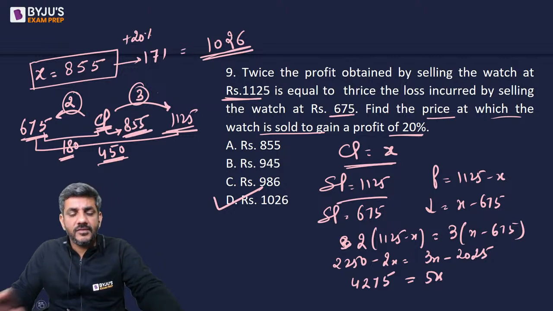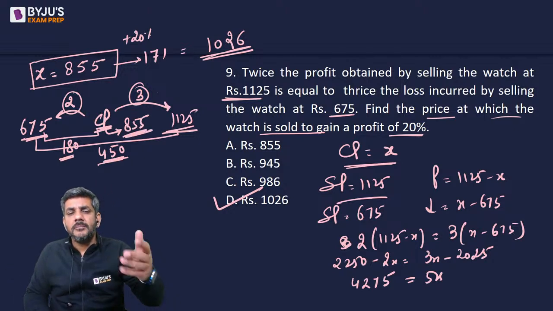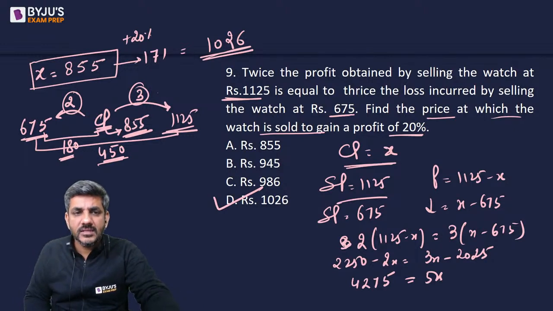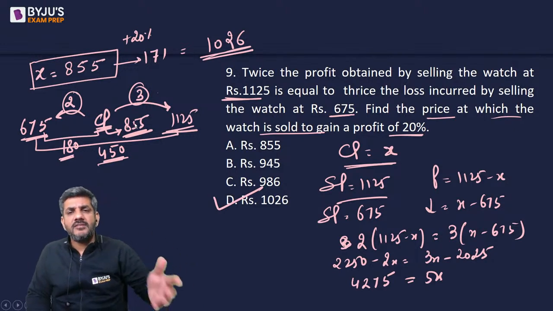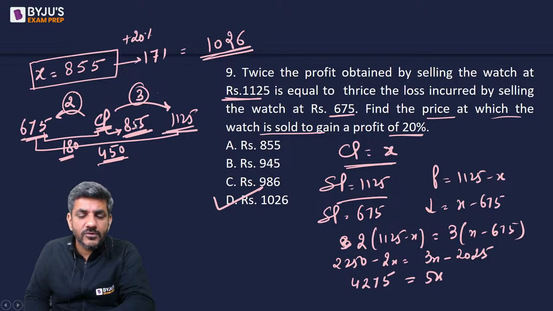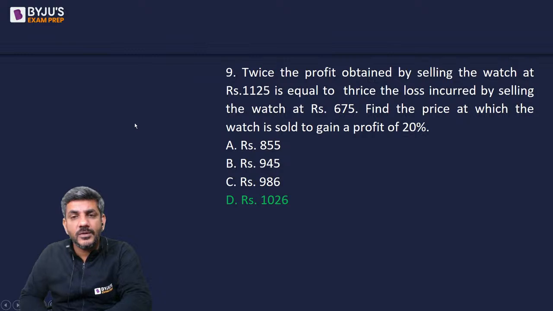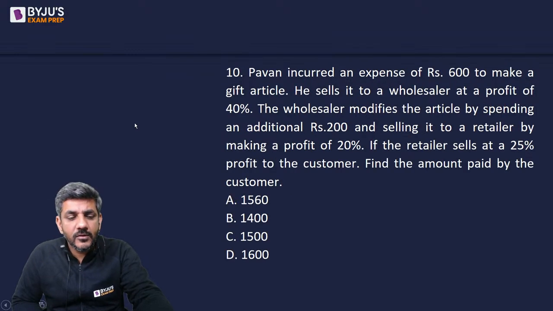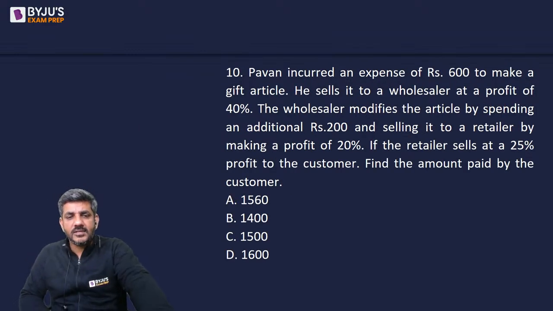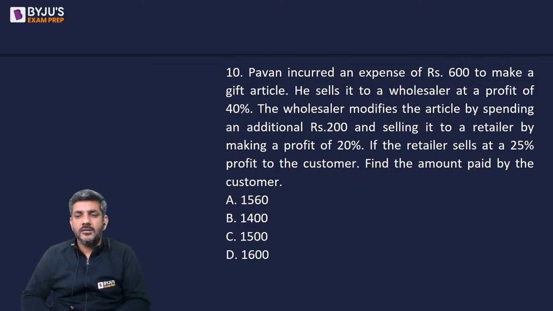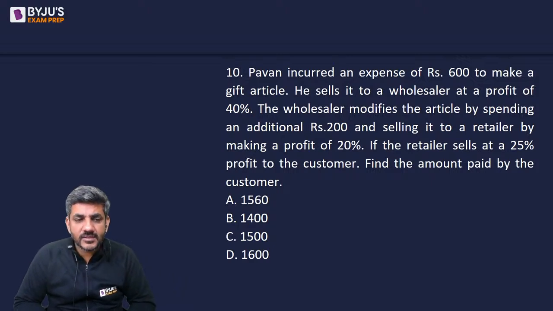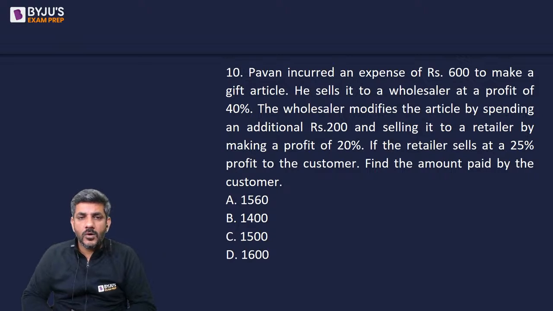So without equations also, with a little bit of logic we could have done this question this way as well. Once 855 comes, add 20% and you get 1026 as the answer. That was question number 9, and that brings us to the last question of the day, question number 10, which is here. Let's see who does it correct now. Now we have question number 10, the last question for today. What is the right answer for this question number 10 now?